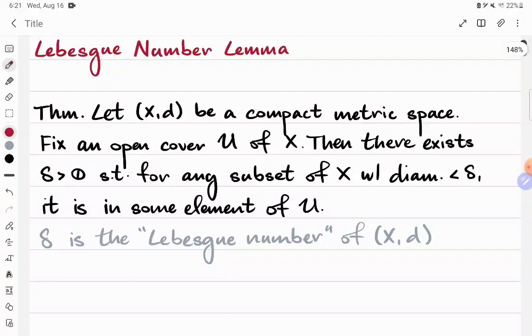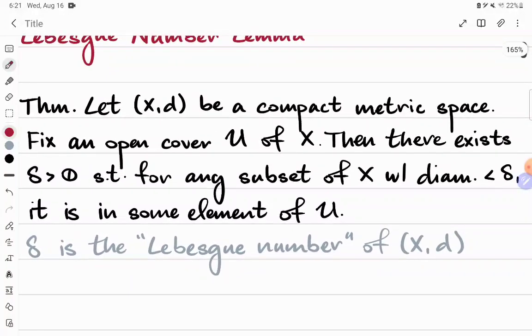So here we're going to let (X, d) be a compact metric space. So X is going to denote the underlying set, d the distance function that induces a metric. And we're going to fix an open cover 𝒰 of X. So this is going to be some collection of open sets whose union is all of X. Then, as per the lemma, there exists some positive real number delta, such that any subset of X with diameter less than delta is going to be in some element of 𝒰. In this case, we call delta the Lebesgue number of the metric space (X, d).